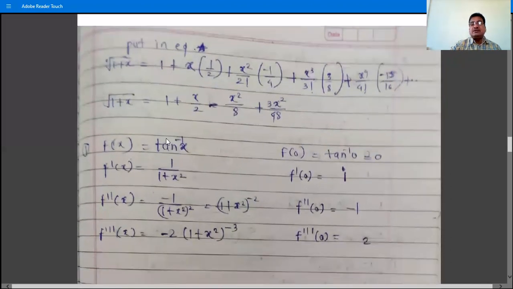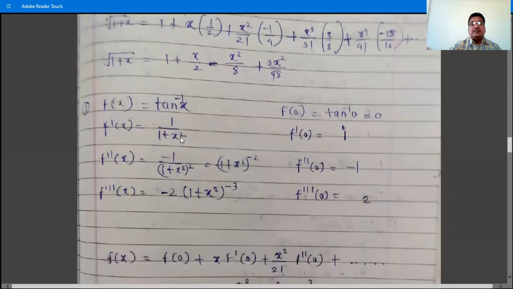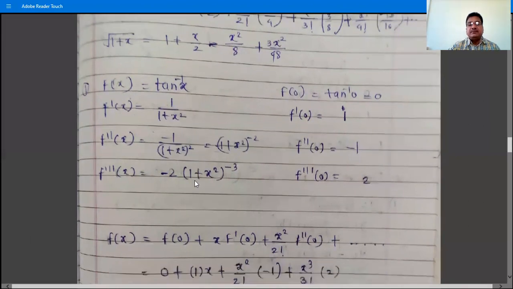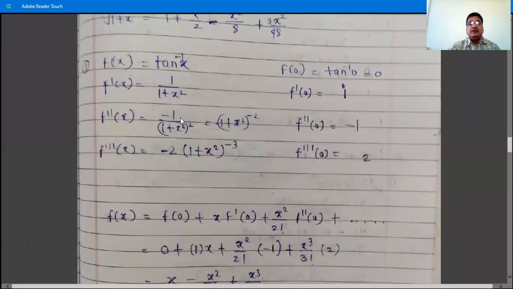Then f(x) is tan inverse x, the expansion of tan inverse x. f(0) is tan inverse 0, which is 0, because tan 0 is 0. f'(x) is 1/(1 + x^2), the derivative of tan inverse x. Then f'(0) is 1. Then its simplification: 1/(1 + x^2) has derivative -1/(1 + x^2)^2 times 2x, because the derivative of x^2 is 2x. So write -1/(1 + x^2)^2 into 2x, and then again its derivative.